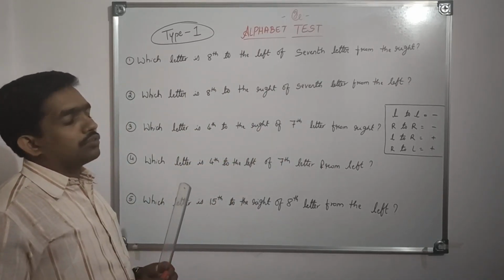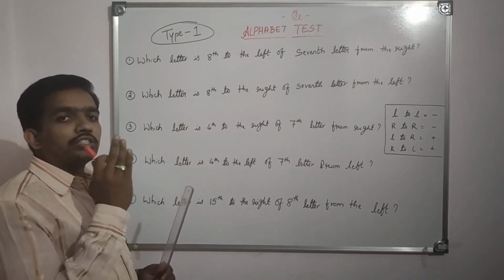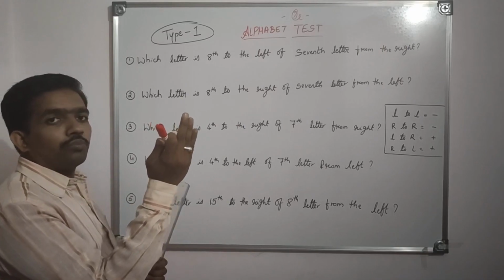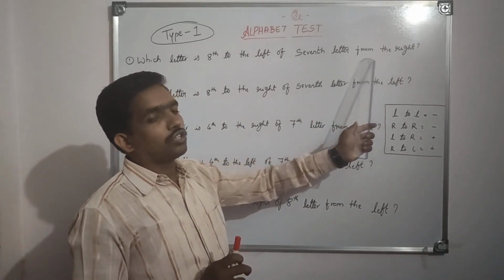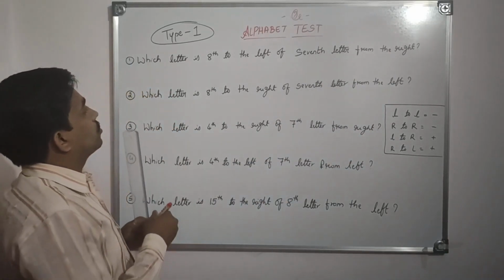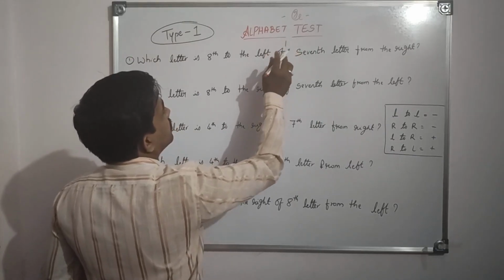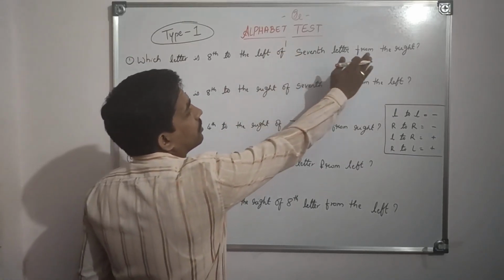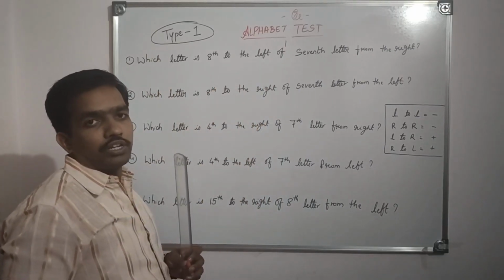From the right means we have to come from Z now. Z, Y, X, W, like this. We have to come from Z. So always we have to first find the first half and the second half. From here it will be the first half and this is our second half. So first we always have to find the second half letter.